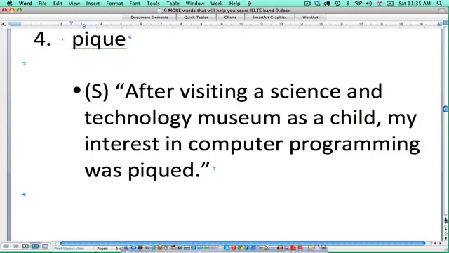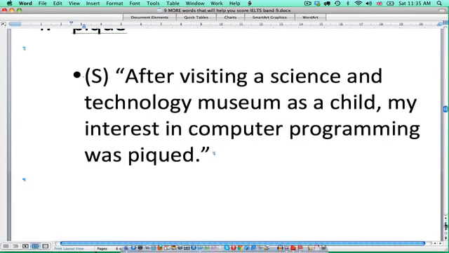So after visiting a science and technology museum as a child, my interest in computer programming was piqued. And all we're saying is that when I was a child, I went to the museum, I saw something that I thought was really cool, and that's what sparked my interest in this path towards computer programming. So this could be a nice way that you would explain to the examiner how you first became interested in your professional area or your academic area.